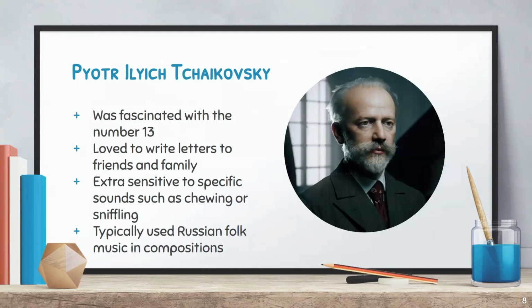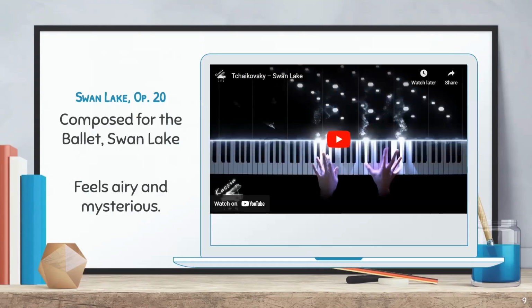And he typically used Russian folk music in his compositions. You likely know him from things like Swan Lake or the Nutcracker. He did a lot for the ballets. So this one is the Swan Lake Opus 20, so it's their theme song, composed for the ballet, and it has that feeling of airiness and mystery, which Tchaikovsky did have in most of his music.